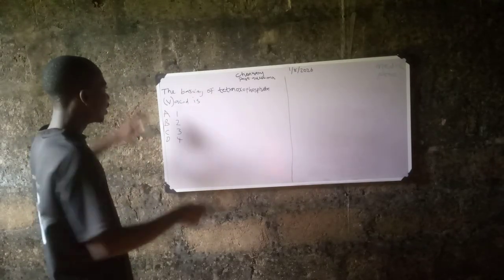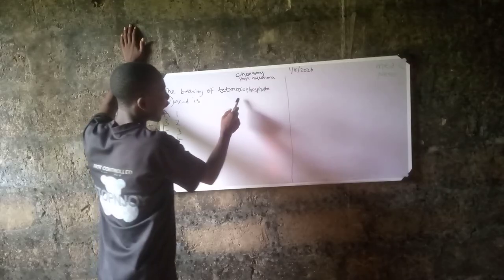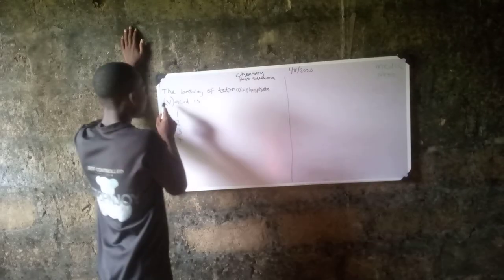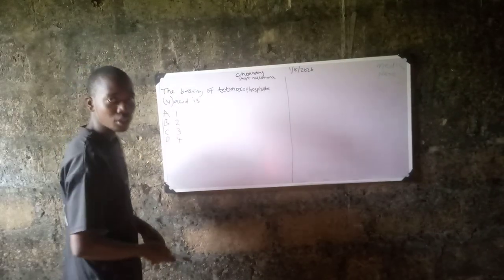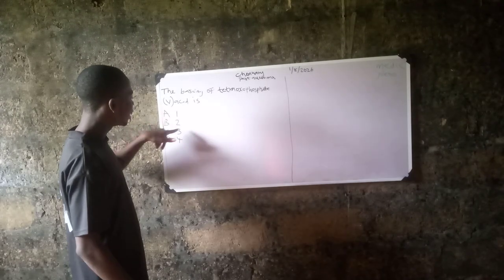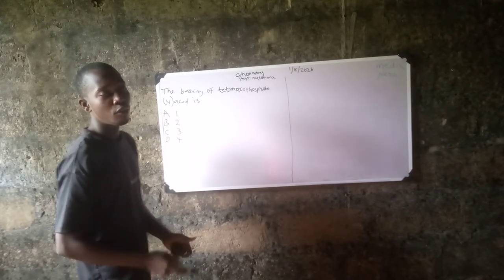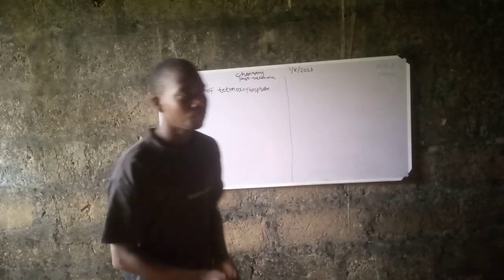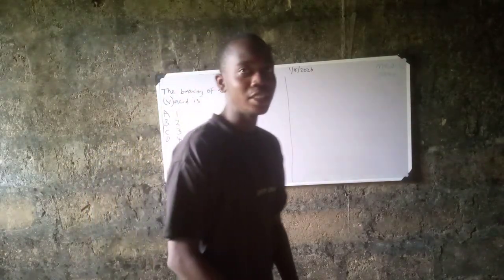It said the basicity of tetraoxophosphate 5 acid is what? A said 1, B said 2, C said 3, D said 4. So we're going to find the basicity of tetraoxophosphate 5 acid.